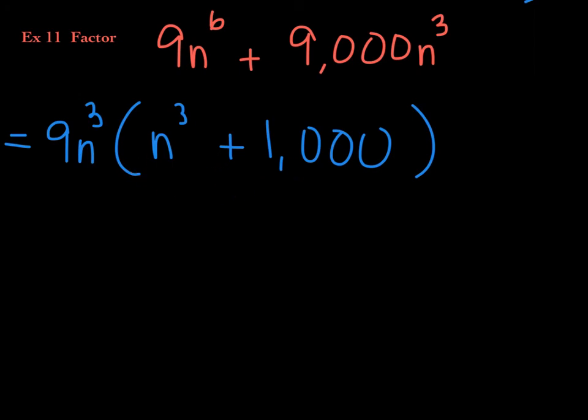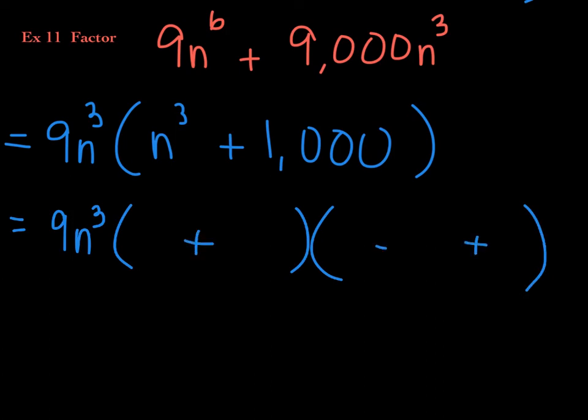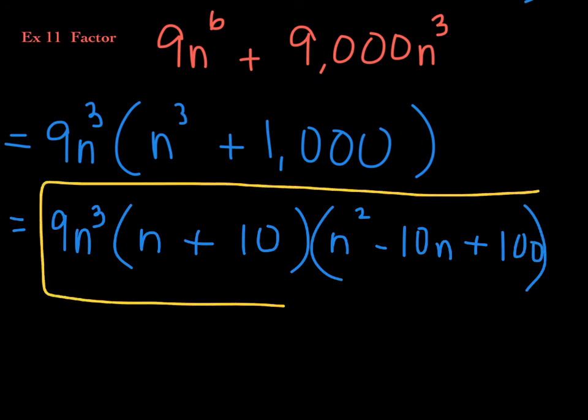So I hope what you did next is copy down the GCF and then break this up as a binomial followed by a trinomial. Same sign, opposite sign, always positive. N, you would have to cube n to get n cubed. You would have to cube 10 to get 1,000. The square of n is n squared. The product of n and 10 is 10n. And the square of 10 is 100. So this is the complete factorization for that binomial. Good job, everybody.